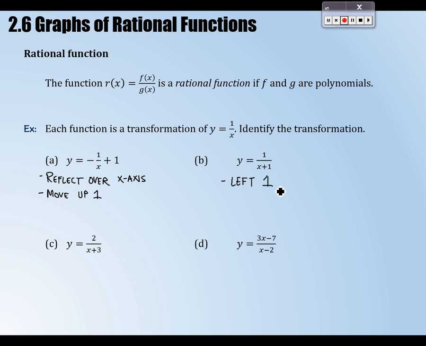And then what about this next one? What does it say? Cam, what do you think on this one? What's going on in C? Is it left 3? Okay, left 3. Anything else you want to say? What about that 2? What does that do?